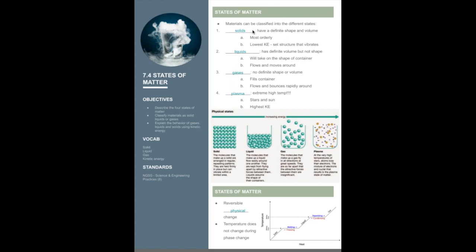Solids are going to have a definite shape and volume. They are the most orderly and they actually have the lowest kinetic energy. The particles that make up the solid are just going to vibrate in place. So you see they're the most orderly. They're structured very uniformly, and basically the particles are just going to vibrate next to each other. They're not going to move all about.